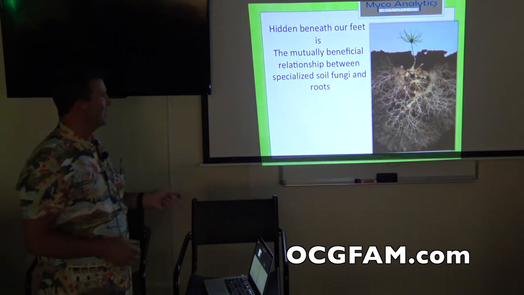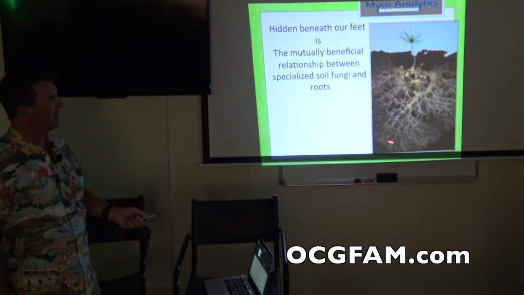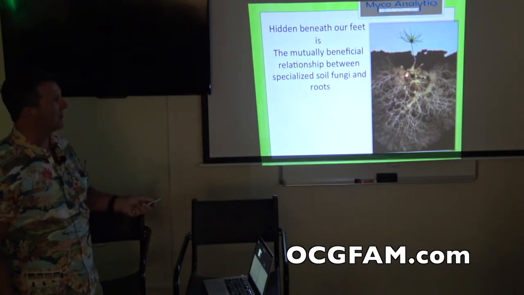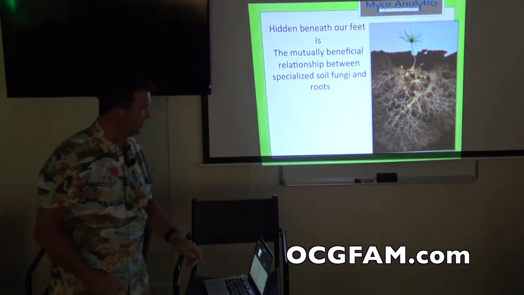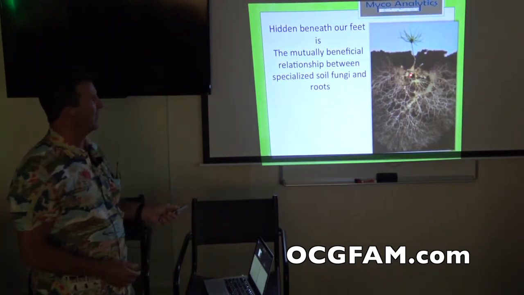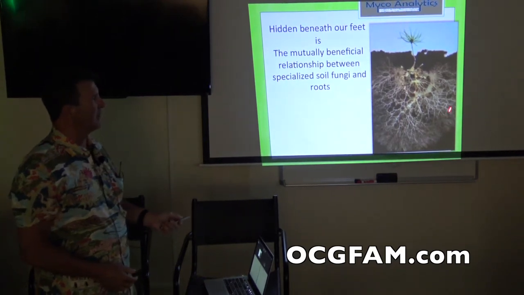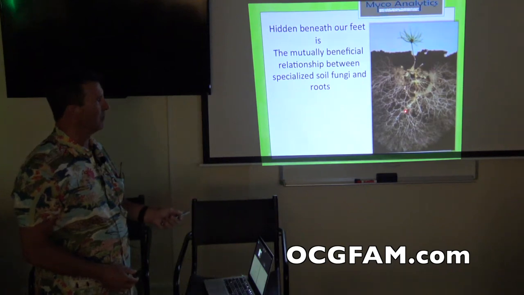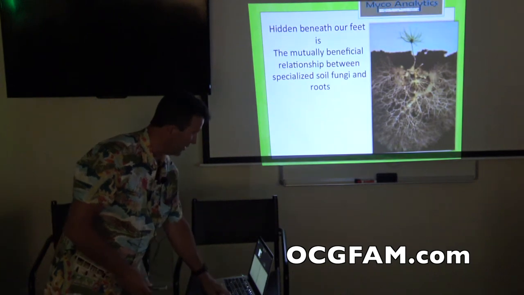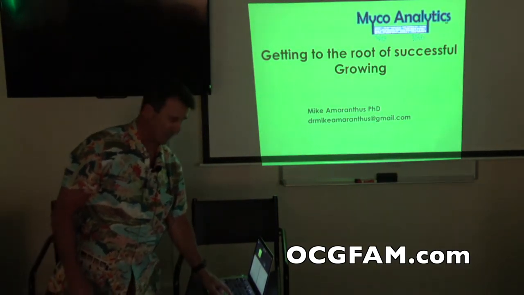That's this mutually beneficial, specialized relationship between the soil fungi and the roots of certain plants. The plant gets the expanded network of absorption ability, and in return, the tree or the cannabis or whatever the plant is provides the sugars for the growth of the fungus. So we're going to talk about the roots of successful growth.